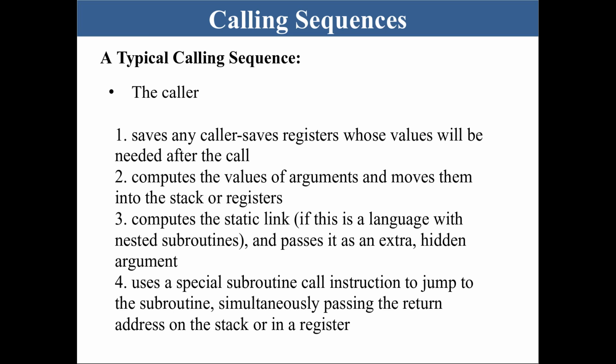The caller saves any caller-saves registers whose values will be needed after the call, then computes the values of arguments and moves them into the stack or registers, then computes the static link. That is, if this is a language with nested subroutines, then it computes the static link and passes it as an extra hidden argument. And the caller uses a special subroutine call instruction to jump to the subroutine and simultaneously pass the return address on the stack or in a register.